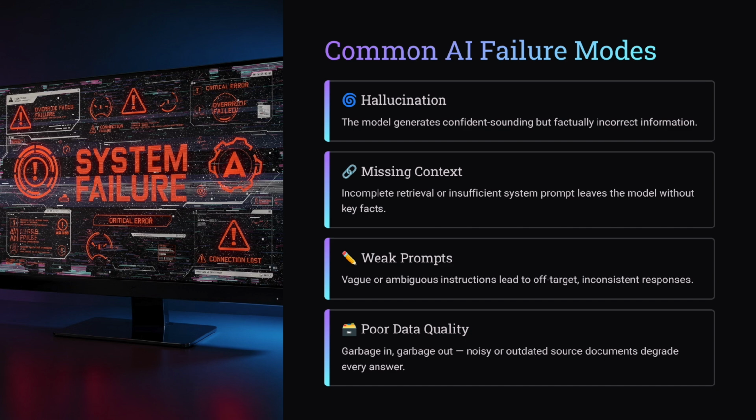Let's look at typical failures. Hallucination. AI makes things up. Missing context. AI lacks data. Weak prompts. Unclear instructions. Poor data. Garbage in, garbage out. Example: if your data is outdated, even perfect AI will give wrong answers. The system is only as strong as its weakest part.